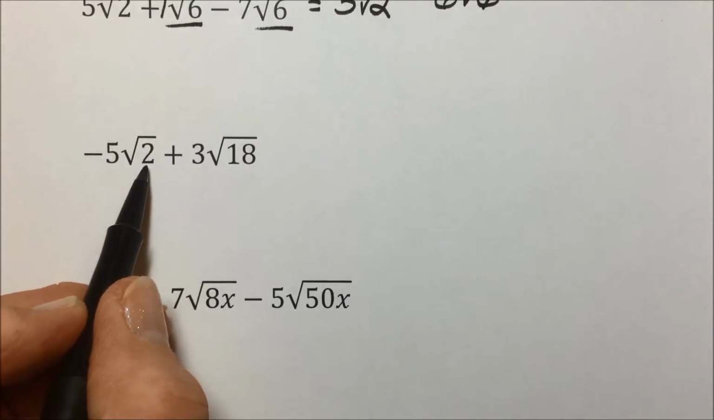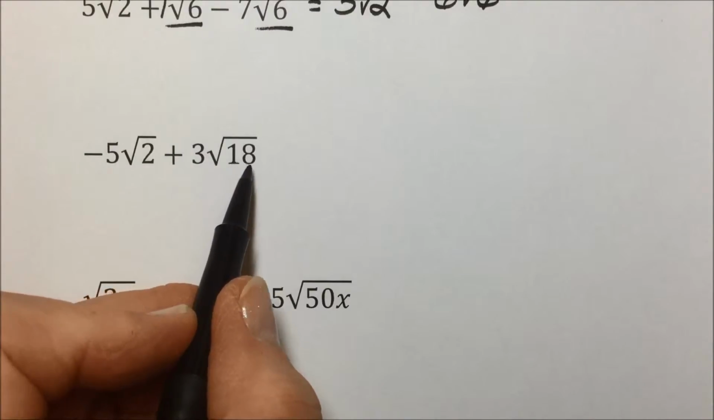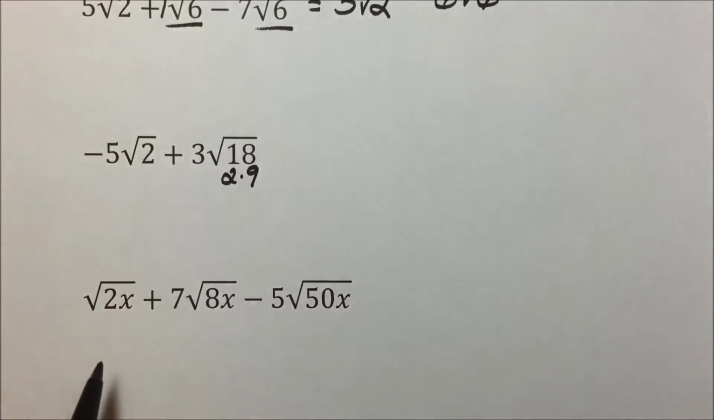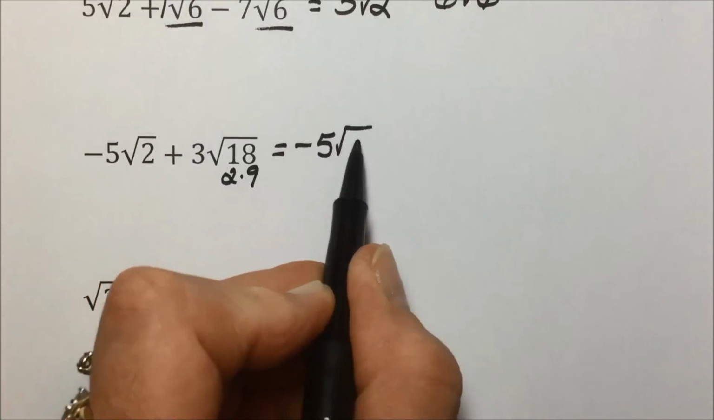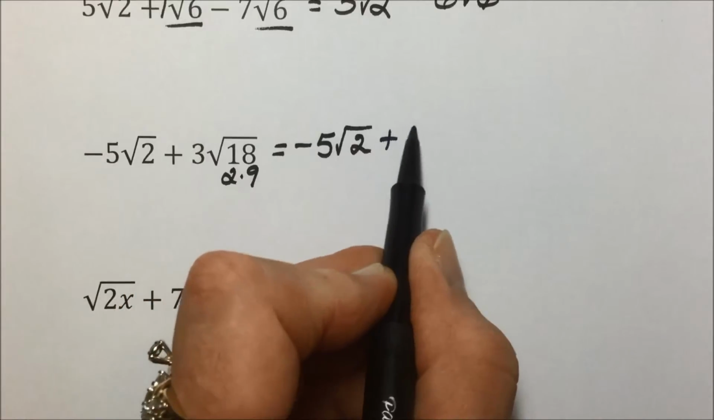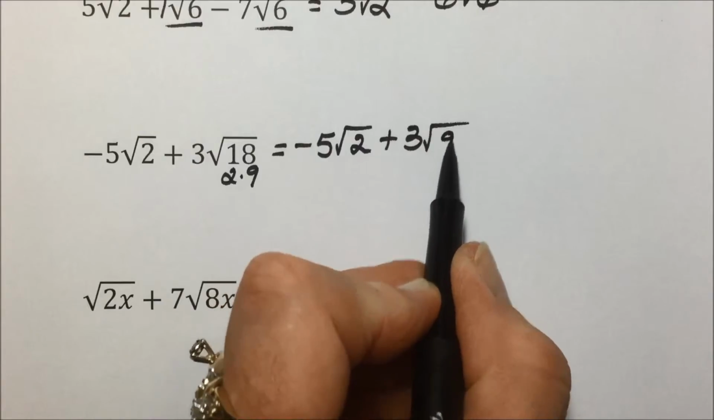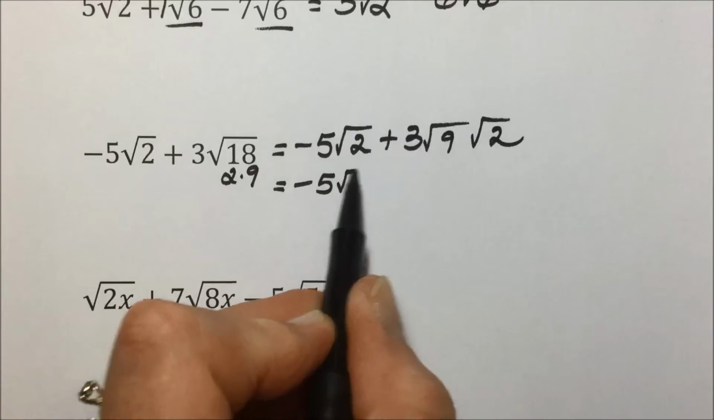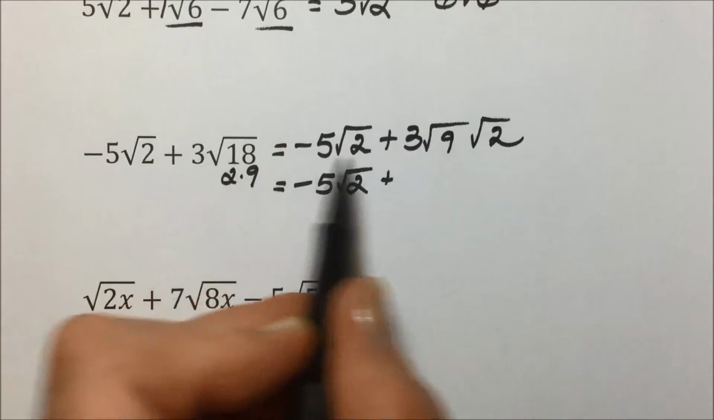Square root of 2 we can't do anything with, but square root of 18 can be simplified. If we break 18 down into 2 times 9 and take the square root of each of those two, the result will be square root of 2 times the square root of 9. Simplifying that further then, and I am showing the steps and you may take some shortcuts. The 3 was the coefficient out in front of the radical.